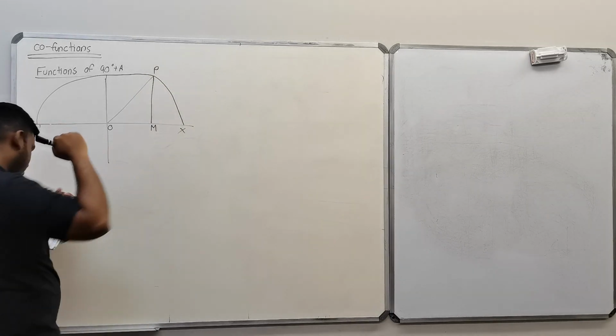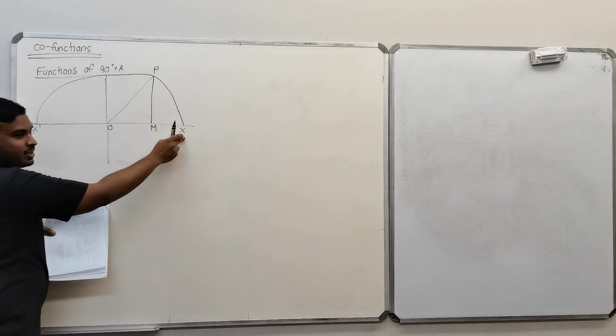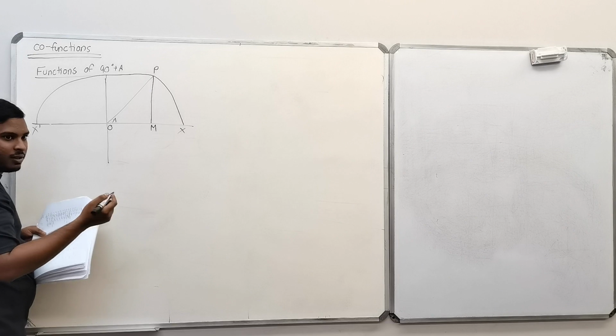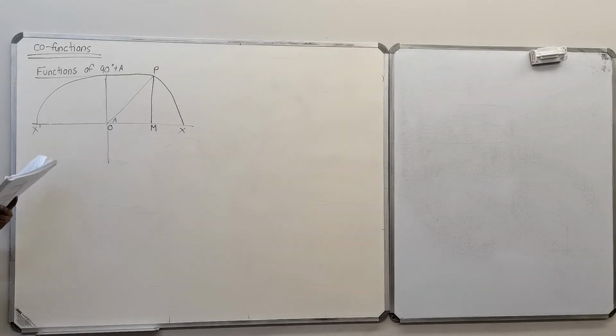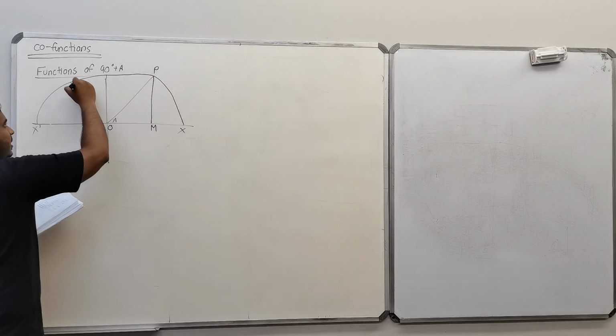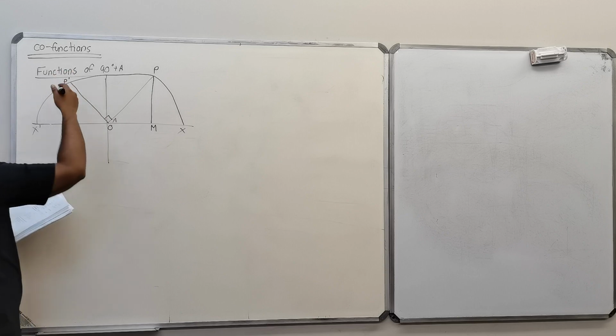So you're doing the proof. Okay, guys, this will be the proof for functions of 90 plus A. They tell you let OX rotate to a position OP to create an angle XOP, an angle of A. Rotate OX for a further 90 degrees up until OP. So basically this OP line rotates for 90 degrees until it creates this line here, which I'm going to call P prime.